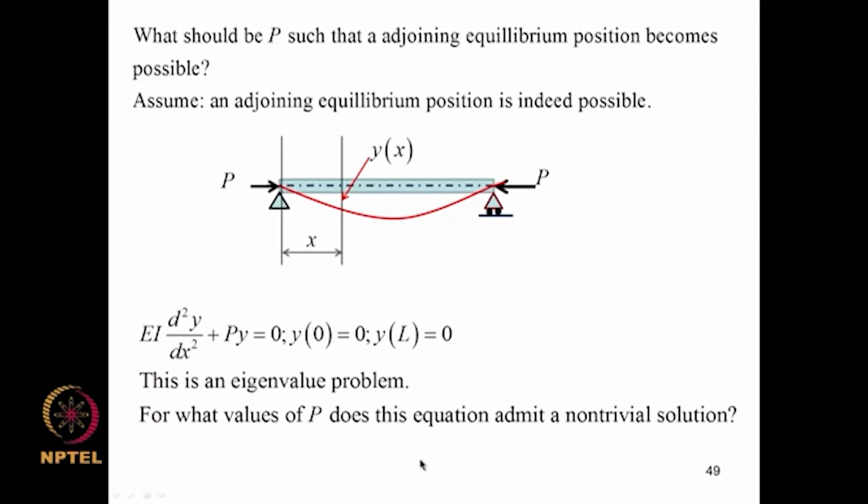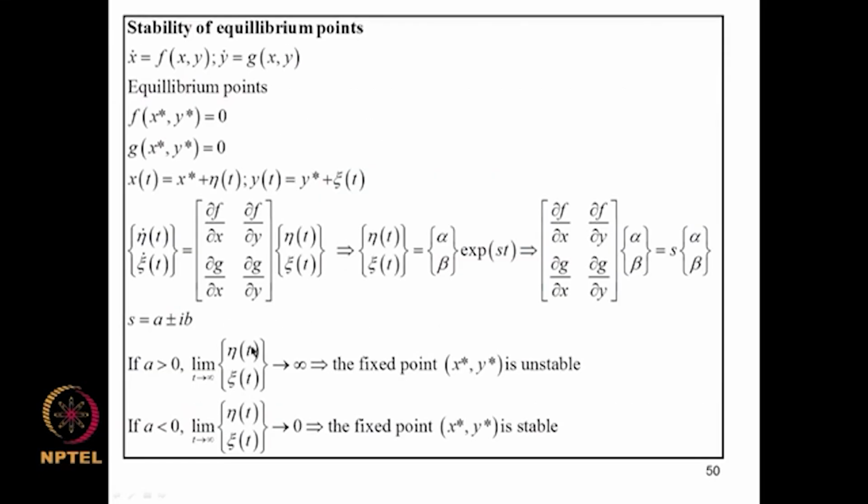That led to the notion of an eigenvalue problem to determine the value of axial load P at which the neighboring equilibrium position becomes possible. So, this led to the notion of Eulerian buckling loads, and we developed that theory.